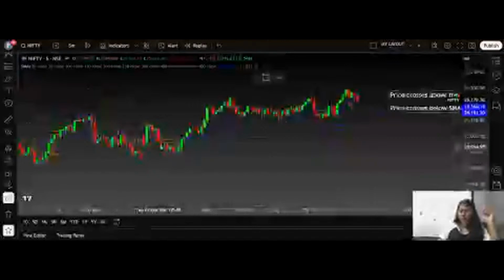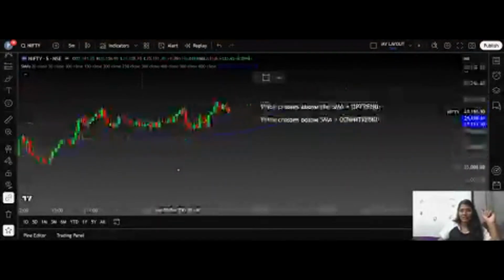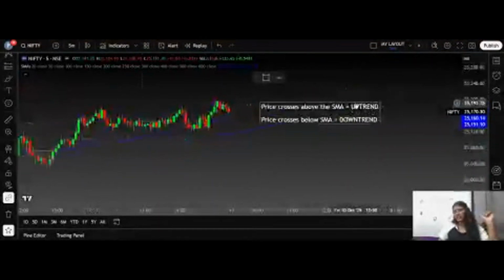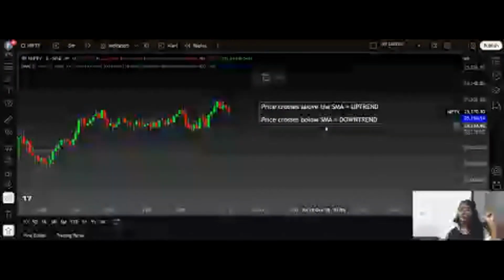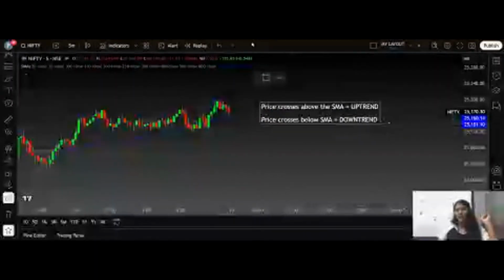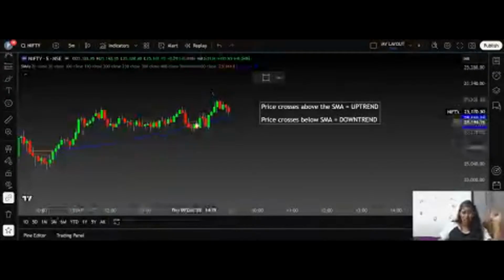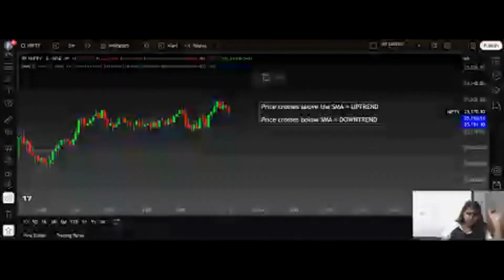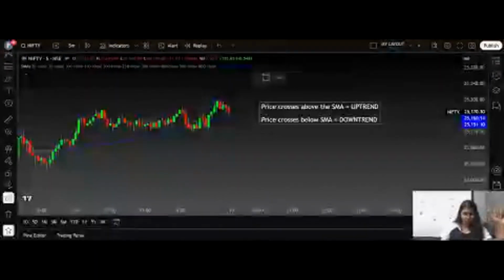Today we saw what a single SMA means. If the price crosses over the SMA, it means an uptrend. If the price crosses below the SMA, this is a downtrend. Now in the next lecture we are going to see what it means if two SMAs cross. The hint is that we have to see the trend confirmation, whether the trend is going up or down. The SMAs we are taking, one is going to be short term and one is going to be long term.